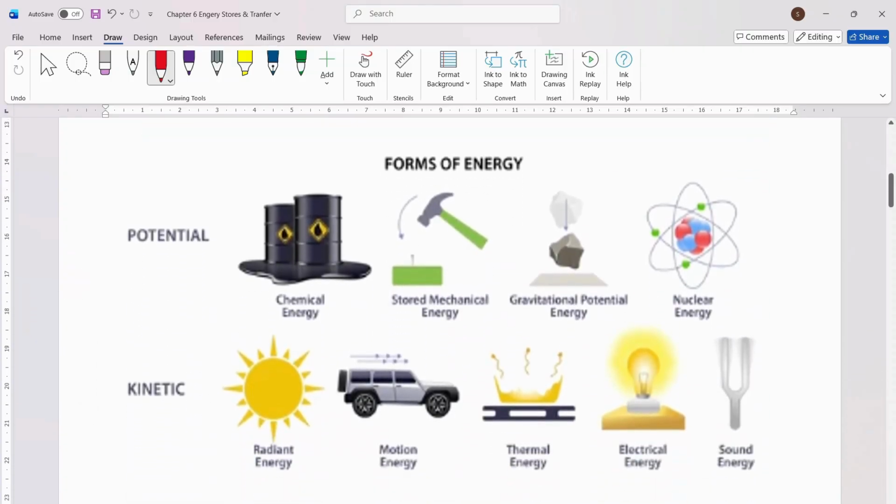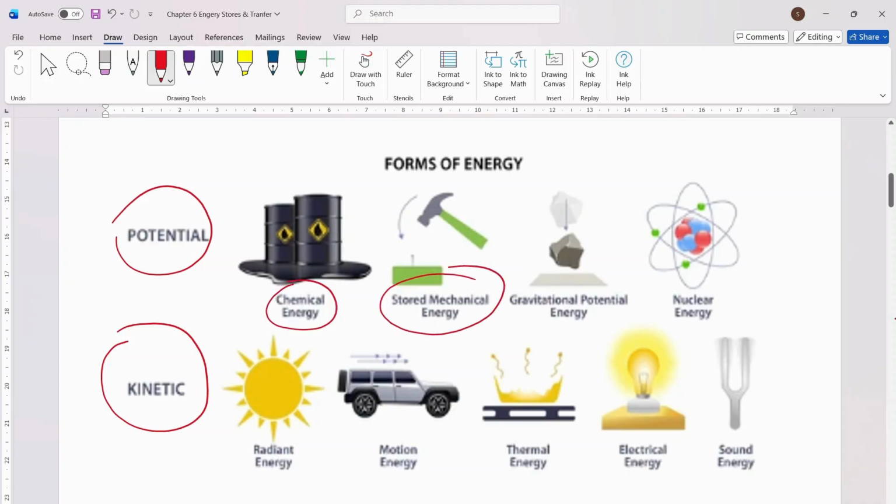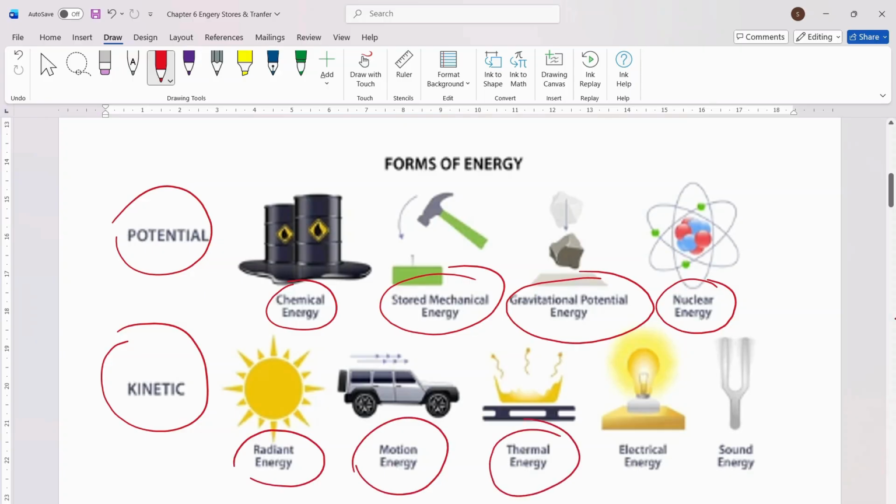So, there are different forms of energy: potential energy and kinetic energy. We have chemical energy, stored mechanical energy, gravitational potential energy, nuclear energy. Similarly, in kinetic energy, we have radiant energy, motion energy, thermal energy, electrical energy, and sound energy.